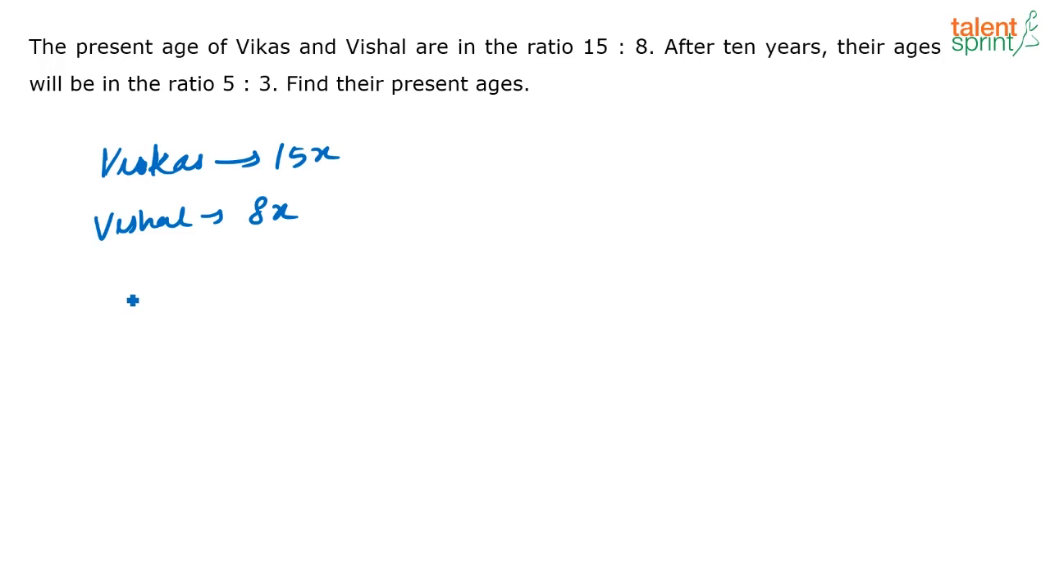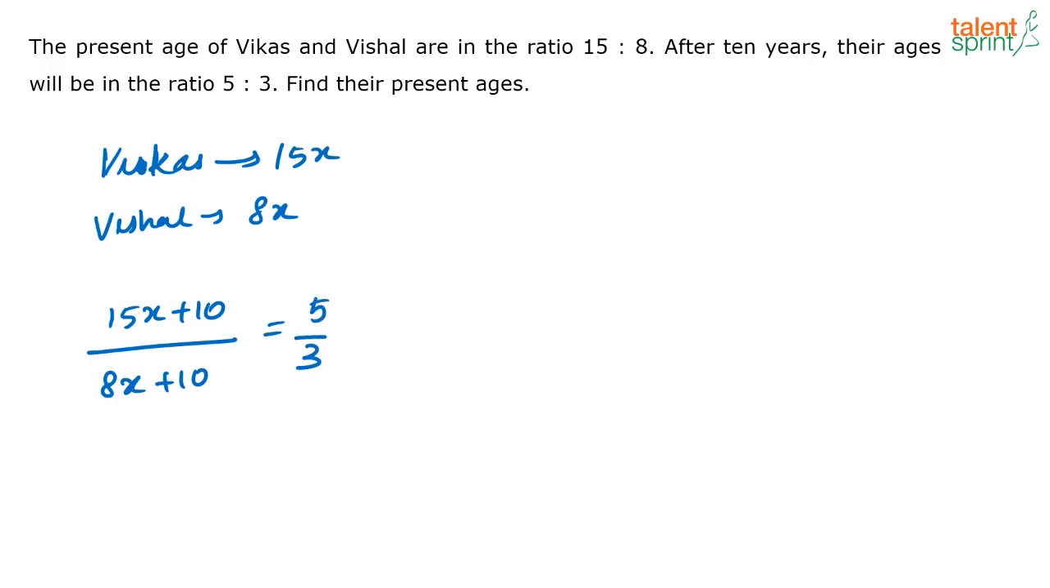So what will be their ages 10 years hence? It will be 15x plus 10, and Vishal's age will be 8x plus 10. Now this ratio of their ages 10 years later is given as 5:3. Solve for this and find the present ages.